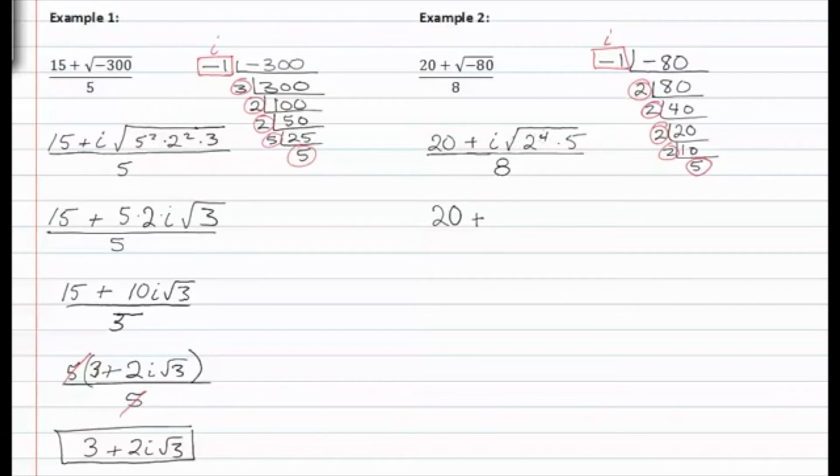2 to the 4th can be divided by the index of 2, and I'm left with 0 remainder and 2 2's come out. And my 5 is prime, so it stays in the radical, all over 8. Rewriting with the exponents, I get 20 plus 4i root 5 over 8.